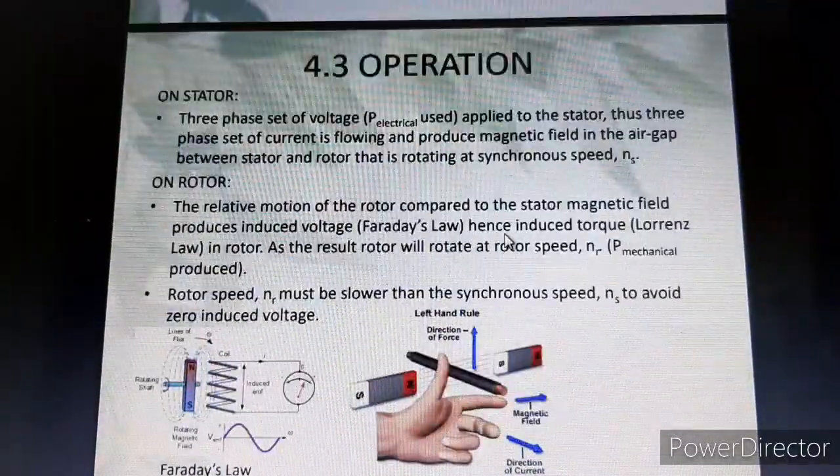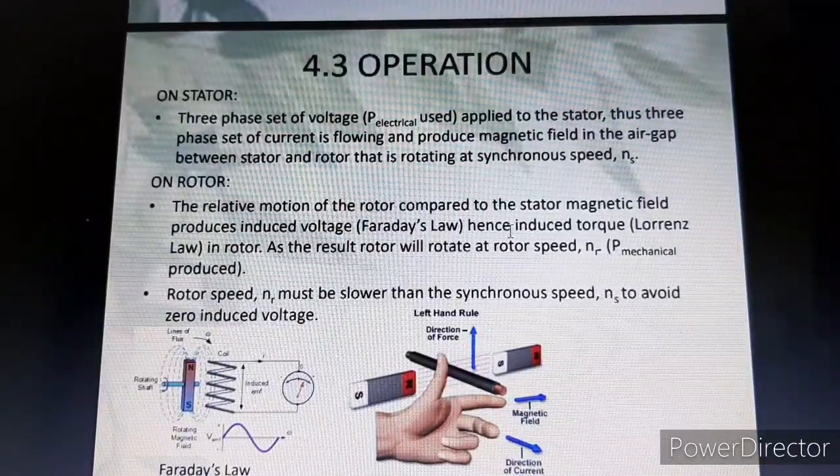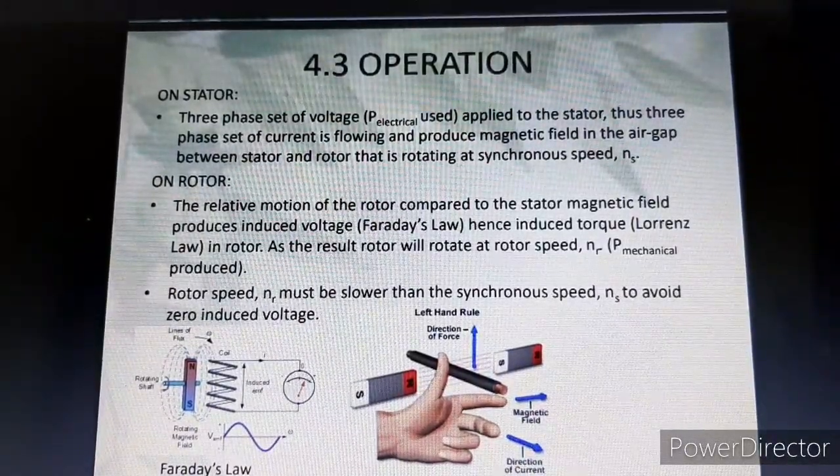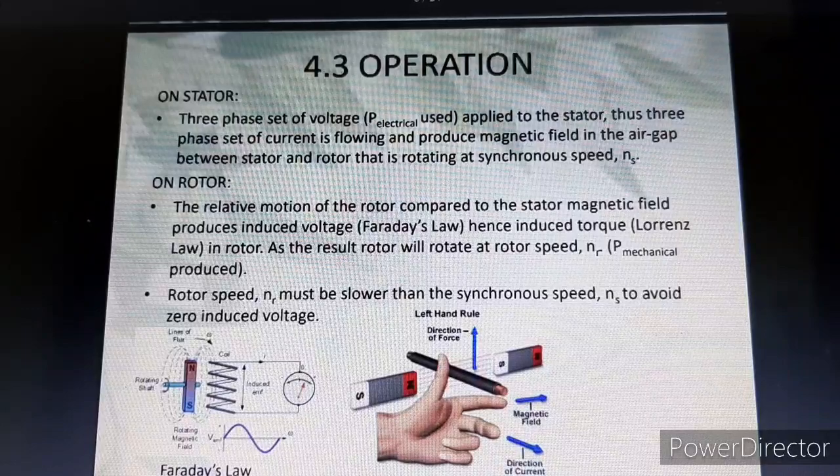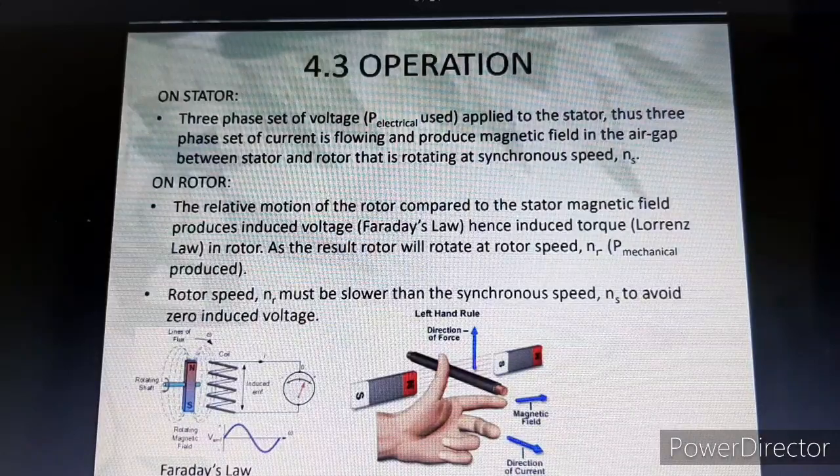Now, in terms of operation, from the title of the chapter, it is an induction motor. So our input must be electrical while our output is mechanical. In terms of operation, you must know at which part the electrical input power enters the induction motor. Is it stator or rotor? For your information, the electrical power, your input power, is injected on the stator.